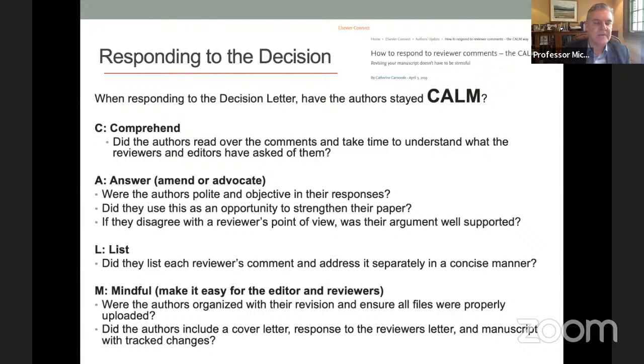And the M is mindful. So making it easier for the editor and the reviewers. So where the authors organize with the revision and ensure that all files were properly uploaded, but it's also important for the reviewer to be organized in the approach. The authors include a cover letter, a response to the reviewer's letter, and a manuscript with track changes. And then as a reviewer, if an author provides all of these materials, it becomes actually quite straightforward to review a revised article. And then if an author has taken the time and the effort to respond to each of these points, then the likelihood of my responding favorably becomes quite high.